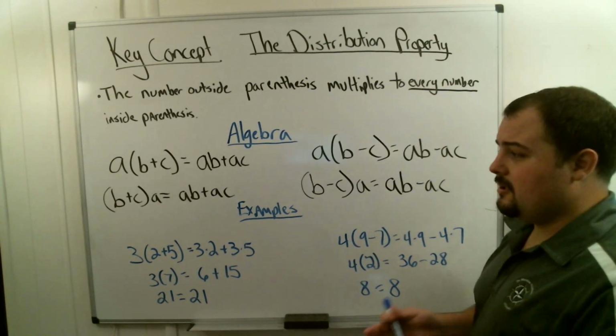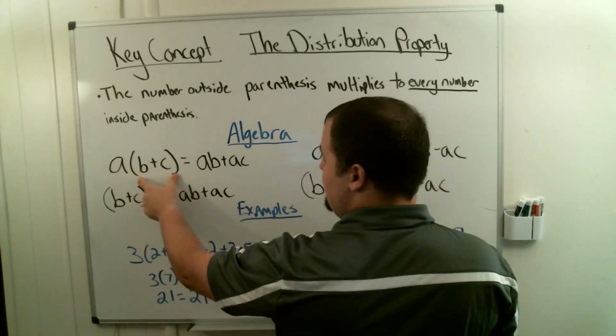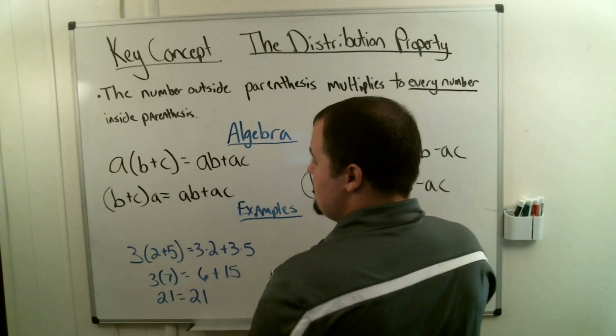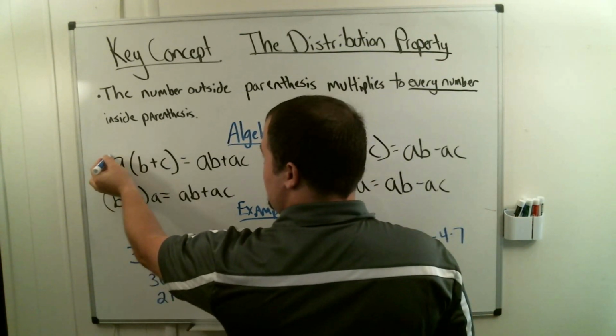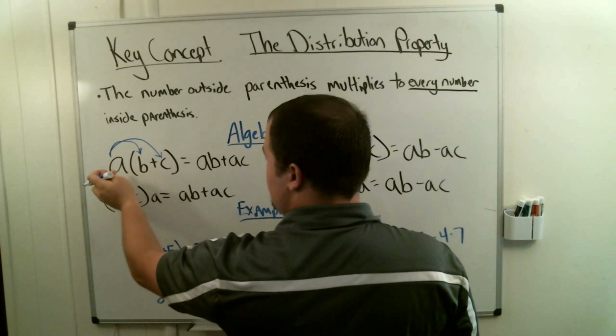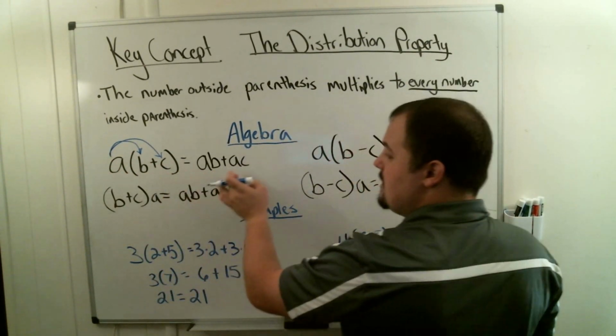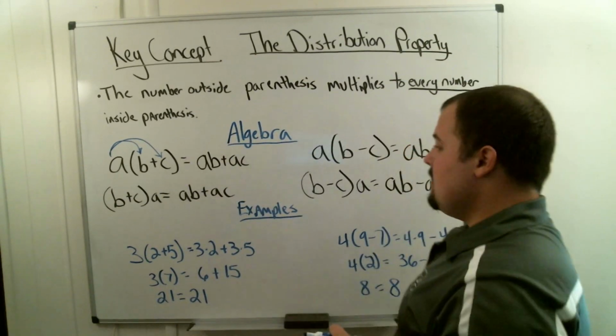So in algebra, it looks like this. If I had A times the quantity B plus C, what happens is this A that's on the outside is going to multiply to B, and it's going to multiply to C. Well, A times B is AB. A times C is AC.